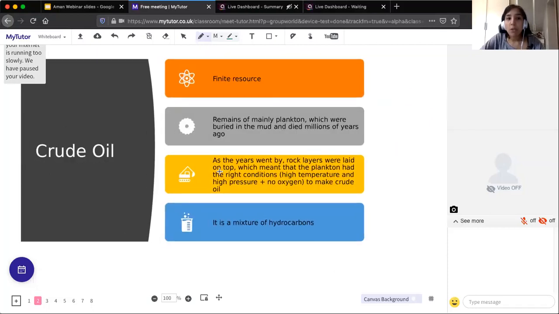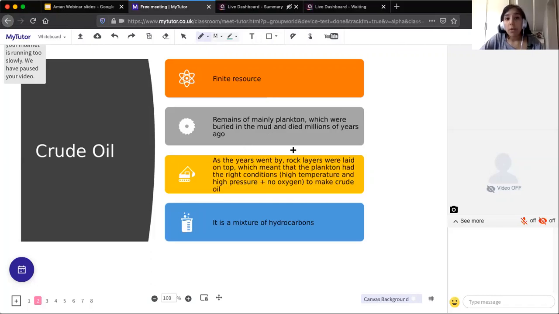So if we start with crude oil then, first thing that we need to know is that it's a finite resource. What does finite mean? Does anyone know? What does finite mean? Yep, it will run out. It's not renewable. Excellent. So crude oil is an example of something that is finite. It is going to run out at some point.